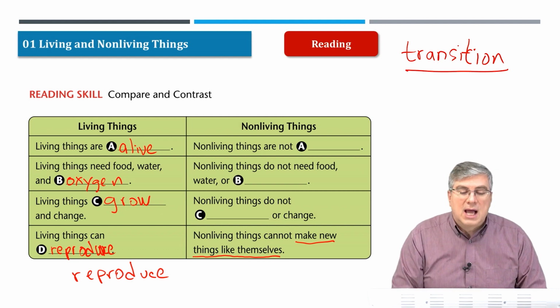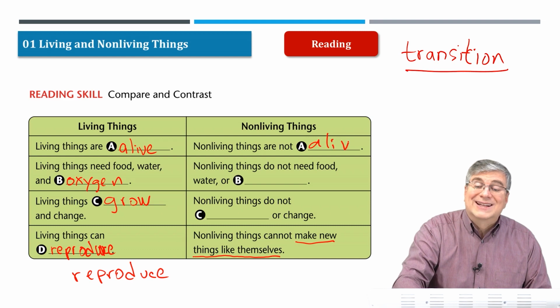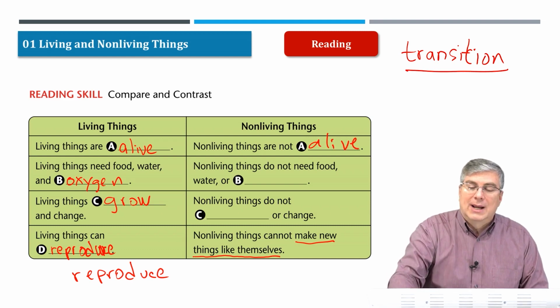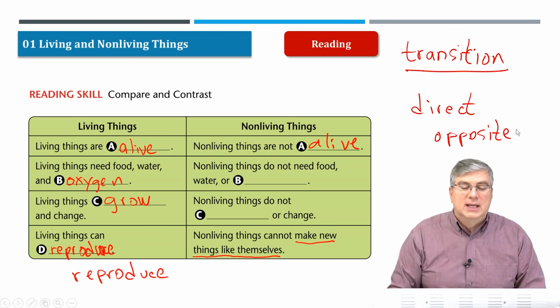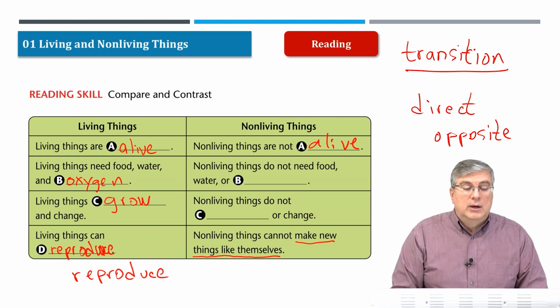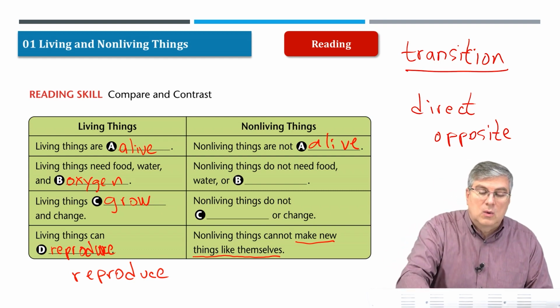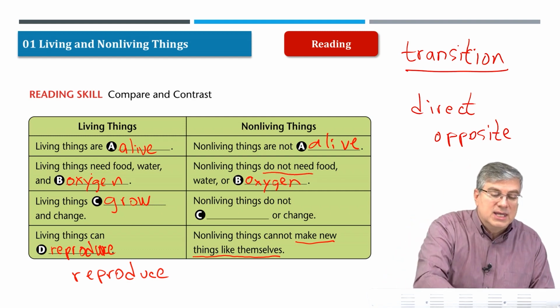So we said living things are alive, non-living things are not alive. Okay, that would be the direct opposite. How are they different, right? How do you contrast them? What is the direct opposite? Alive, not alive. Living things need food, water, and oxygen, we already have that. But non-living things do not need food, water, or oxygen. Of course, we can just use the same word because do not need is the direct opposite of need.